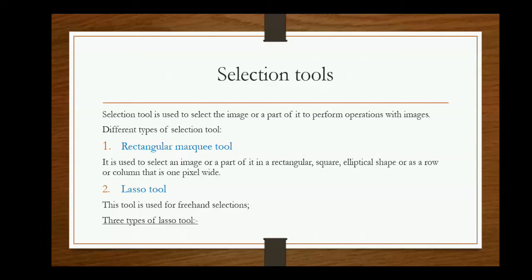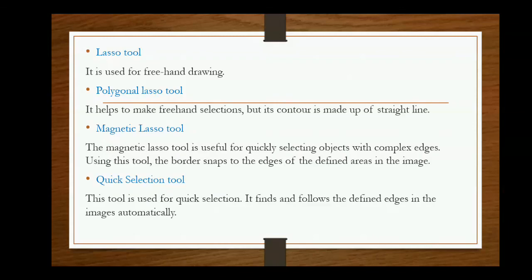Rectangular tool is used to select an image or a part of it in a rectangular, square, elliptical shape, or as a row or column that is 1 pixel wide. Lasso tool. Lasso tool is used for freehand selection. There are three types of lasso tool. First, lasso tool, it is used for freehand drawing. Polygonal lasso tool, it helps to make freehand selection, but its contour is made up of straight lines.